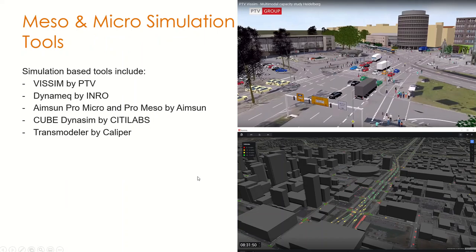Moving on to meso and micro-simulation tools. Generally, a lot of micro-simulation tools do have the capability of performing meso-level assignment as well as meso-level analyses. The meso-level side of things is most of the time an add-on or an additional subscription to the micro-simulation modeling tool. Examples of that include VISSIM by PTV, Dynameq by INRO, AIMSUN Pro Micro and Pro Meso, Cube Dynasim, and TransModeler.